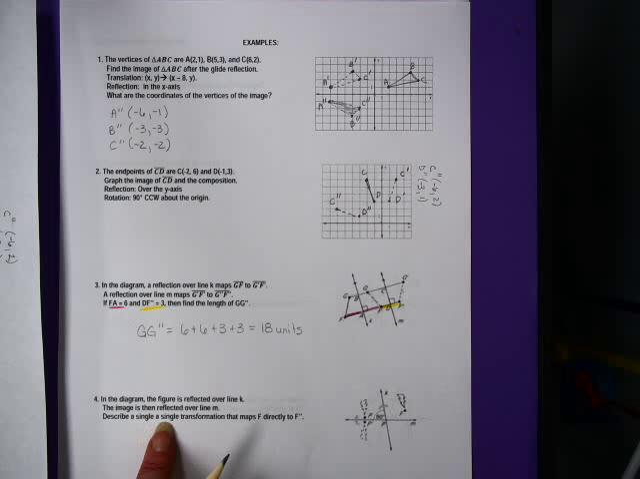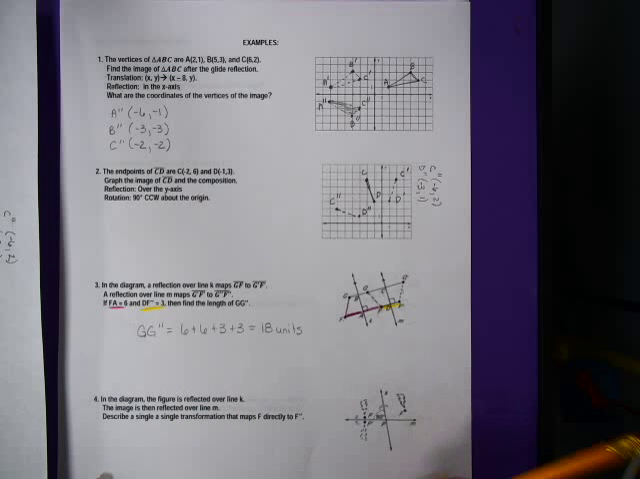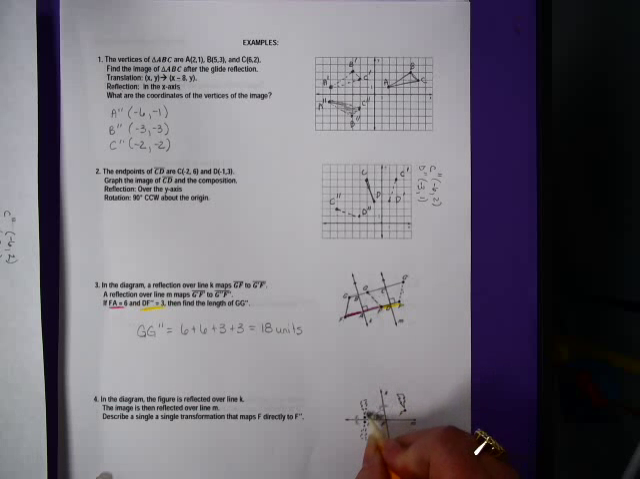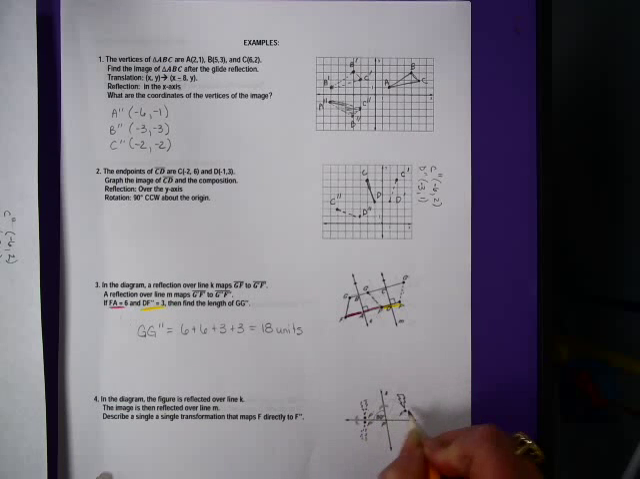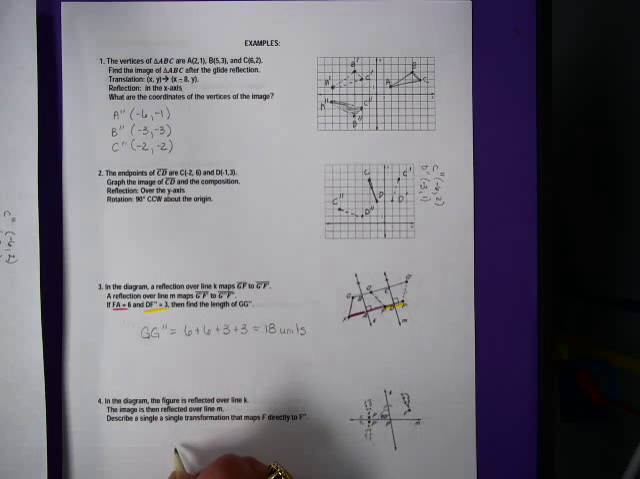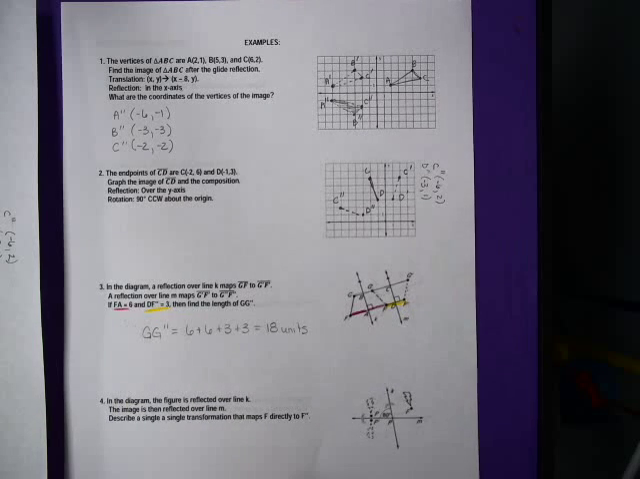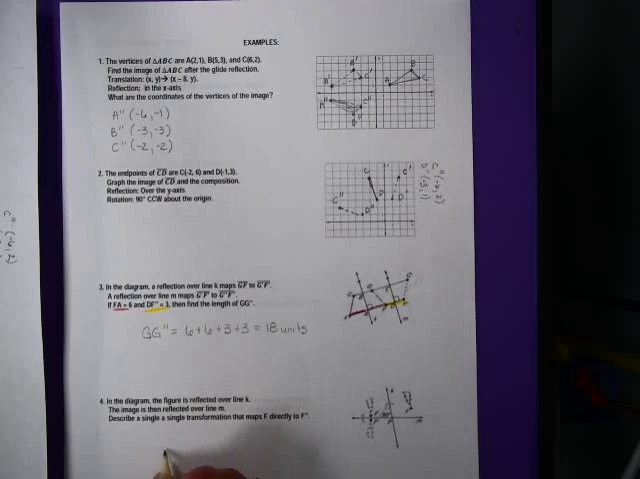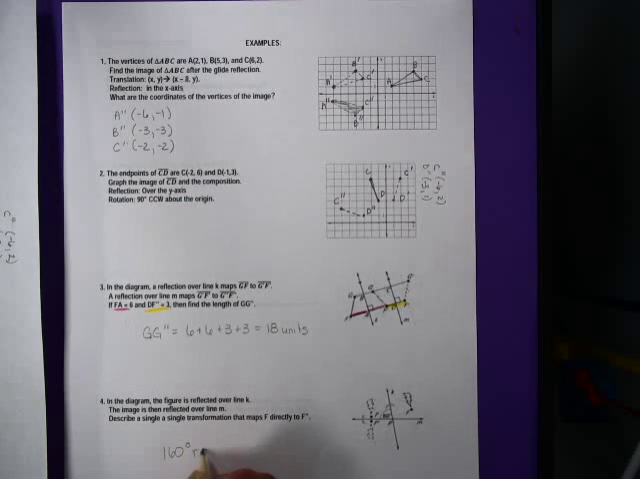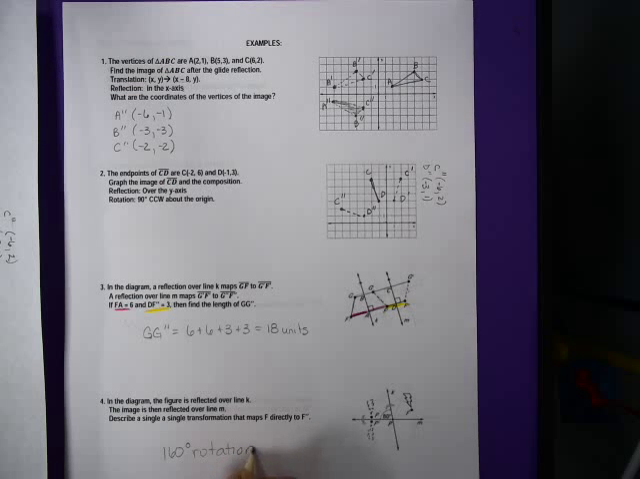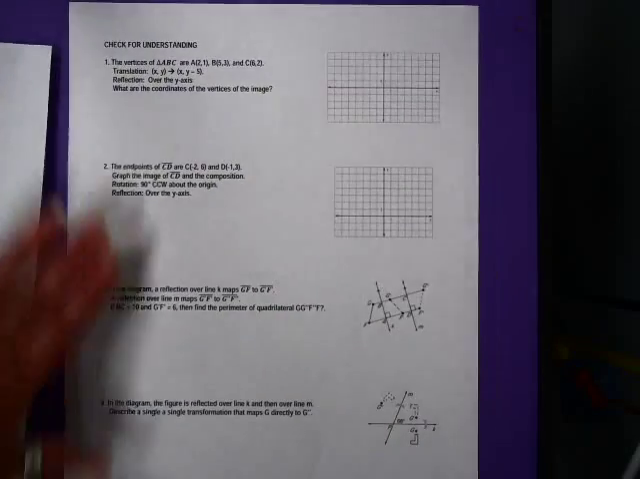So it says describe a single transformation. Well, remember that when it's a reflection and then a reflection, it's just turning. So it's going to turn 80 degrees and then it's going to turn 80 degrees. So here, this is going to be an 80 degree rotation plus an 80 degree rotation, so it's going to be a 160 degree rotation to map F directly to F prime. So to go from here to here, it's going to be 80 plus 80. So 160 degree rotation. And then the rest of it is check for understanding.